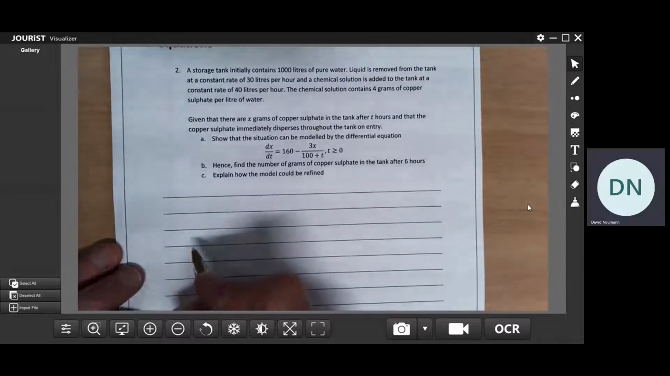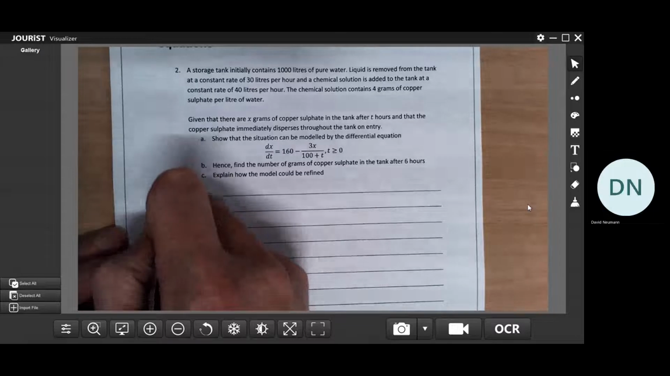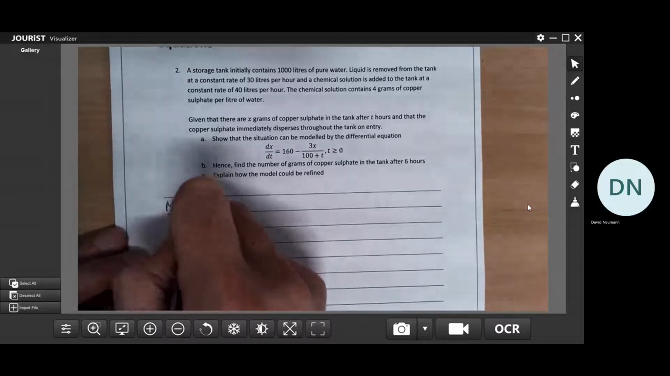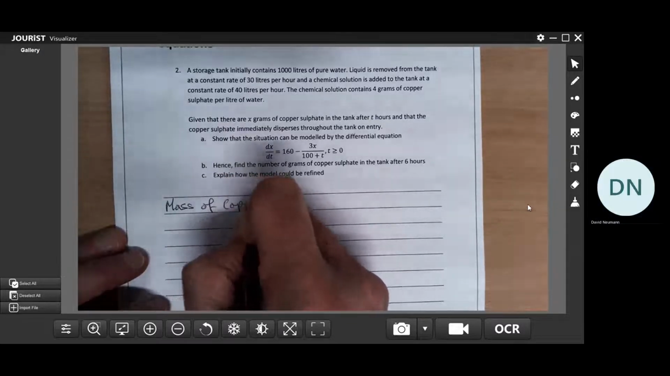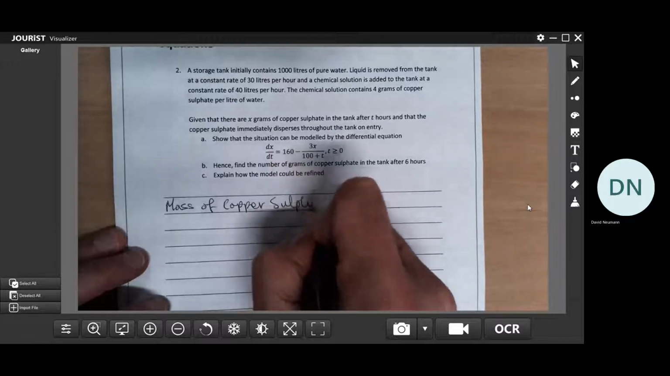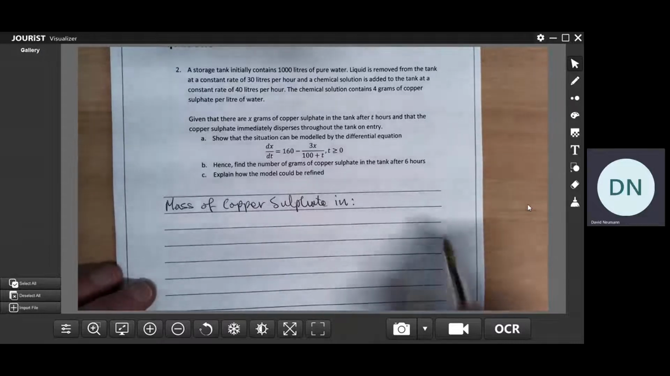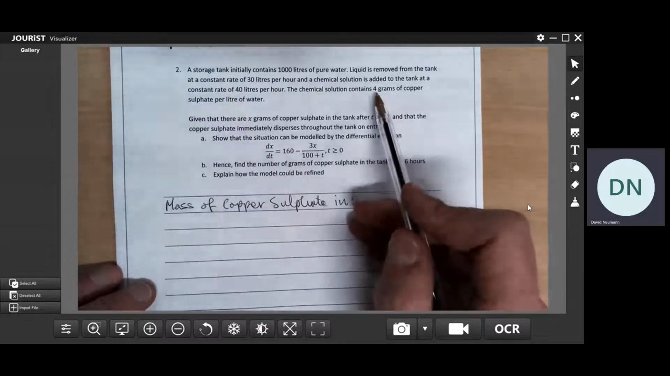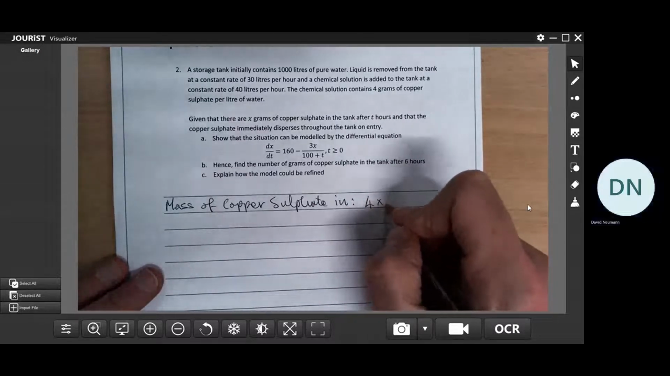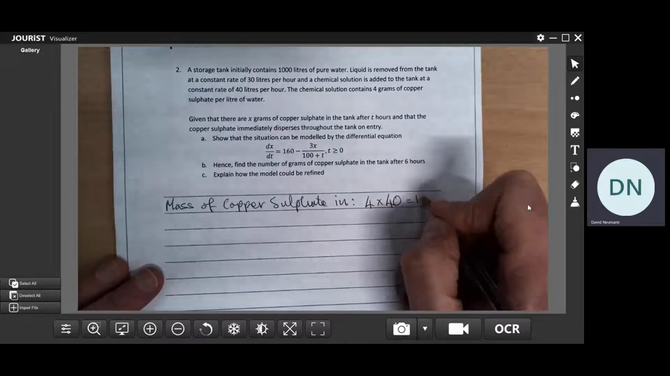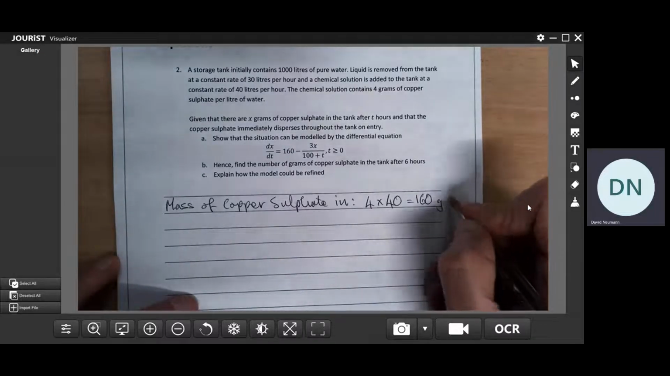So we need to think about what's going in. Mass of copper sulfate in, well, that's going to be, we've got 40 litres and each litre contains 4 grams, so it's going to be 4 times 40 is equal to 160 grams per hour, g per hour.